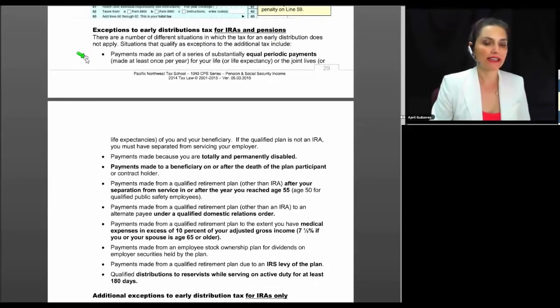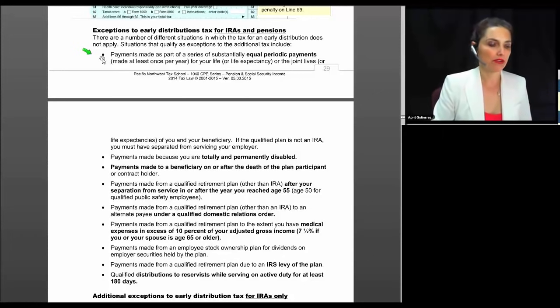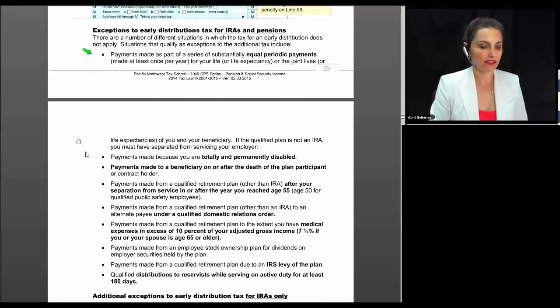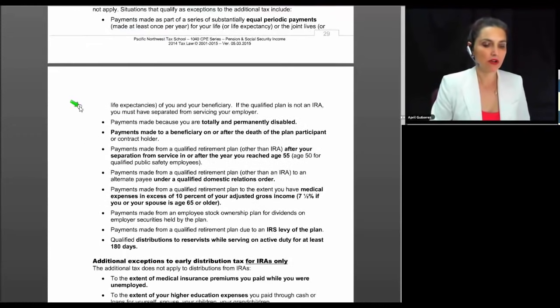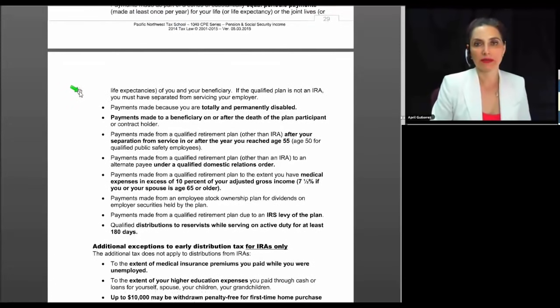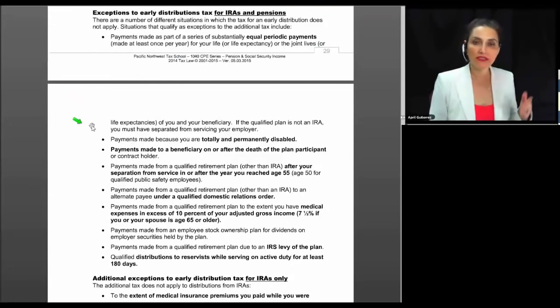Situations that qualify as exceptions to the additional tax include payments made as a series of substantially equal periodic payments at least once per year for your life or life expectancy, or the joint lives or life expectancies of you and your beneficiary. If the qualified plan is not an IRA, you must have separated from servicing your employer. So this does come up sometimes.